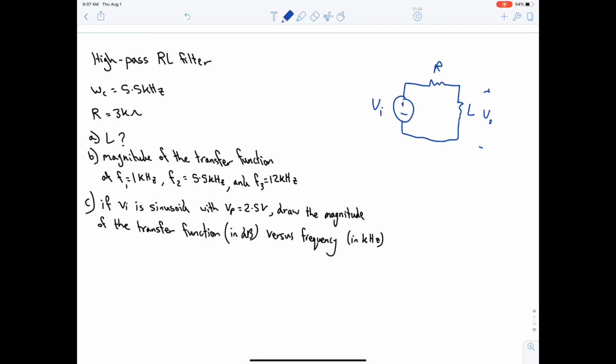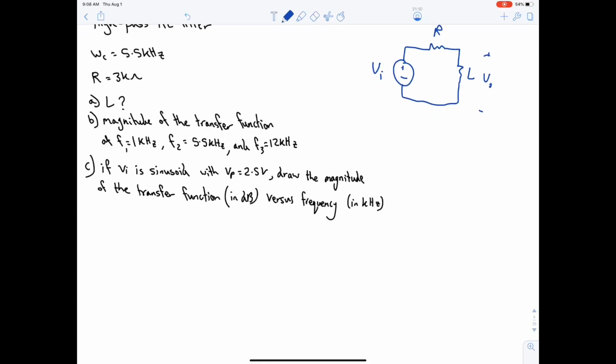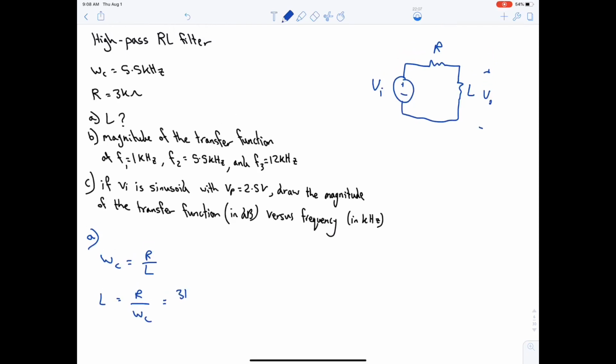We have the cutoff frequency, R, L, and the question says find L. Whenever they want R or L or C, just use the equation of the cutoff frequency. In this case, it's R over L. So L is R divided by omega C. R is 3 kilo. Omega C is 5.5 kilohertz. You need to convert it to 2 pi f. It has to be in radians per second.